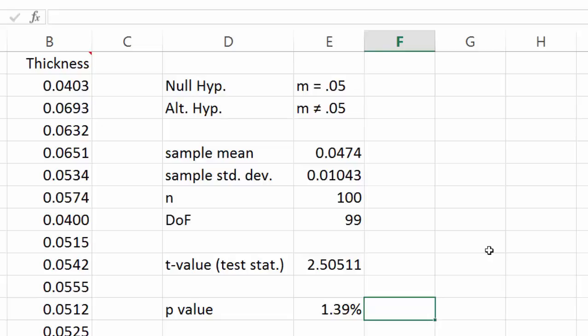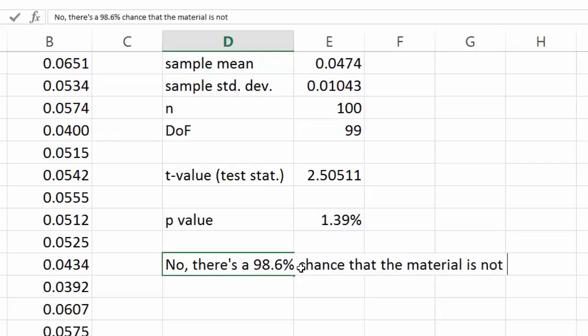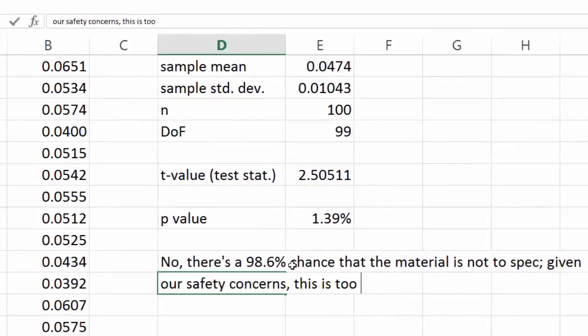And in part B it says, based on the results of an appropriate hypothesis test, which we just did, should the aircraft manufacturer buy aluminum sheets from the supplier? What do you think? There's a pretty good chance here. We got like a 98.6% chance that these things vary from the spec. And it's an aircraft, so we have huge safety concerns there. I'm going to say no. There's a 98.6% chance that the material is not to spec. And given the safety concerns, this is too large of a discrepancy. So, I'm going to say something like that.